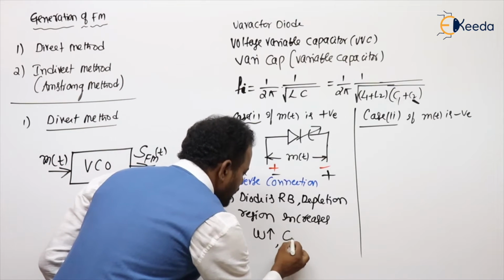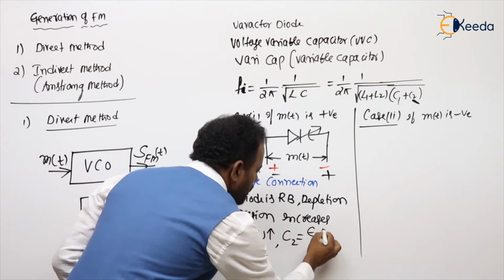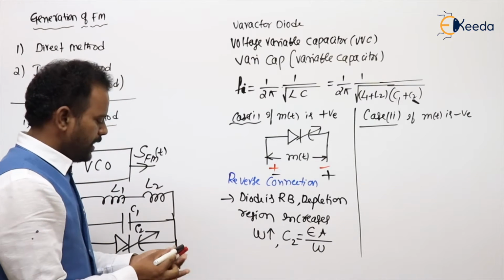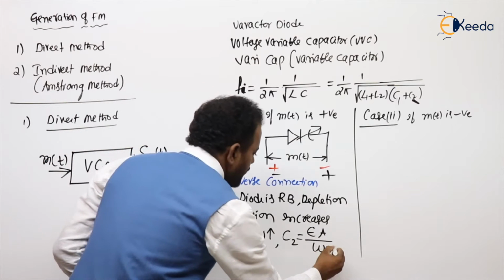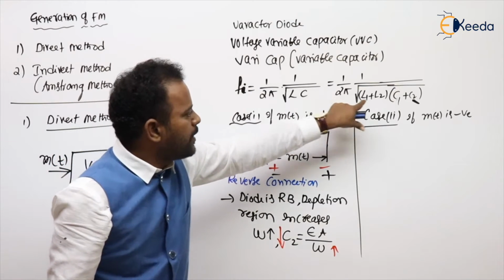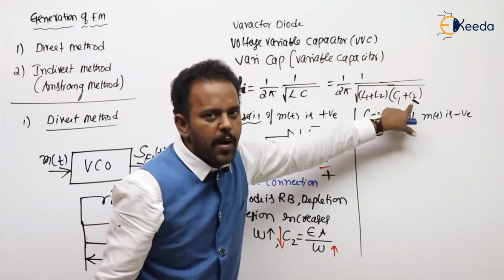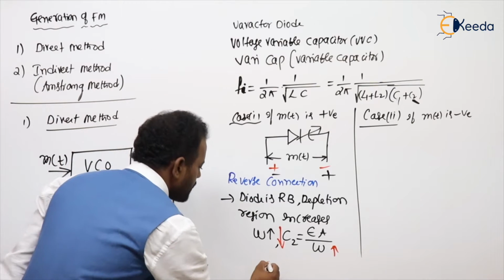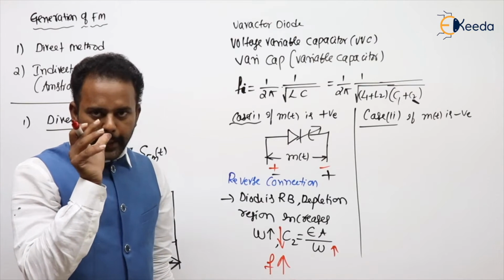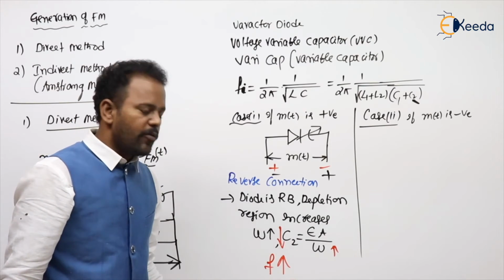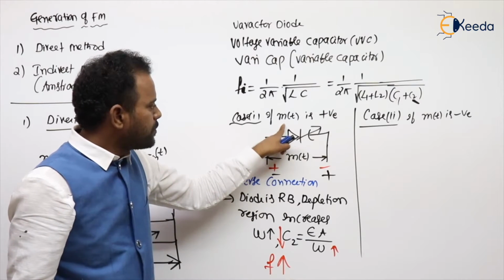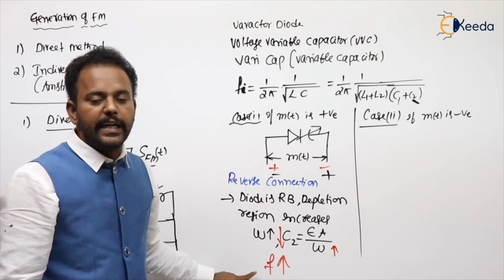Width of the depletion region increasing means, with C2 equal to epsilon A by W, the formula. Here, what is happening? The width of the depletion region is increasing, then the capacitance will decrease. See the formula: if the C2 value is decreasing, the denominator is increasing, then what about the frequency? The frequency will increase. Are you getting my point or not? We already know that when m(t) is positive, the frequency will increase.